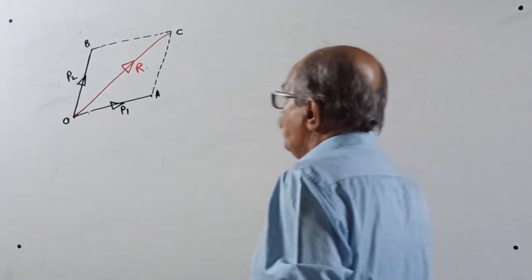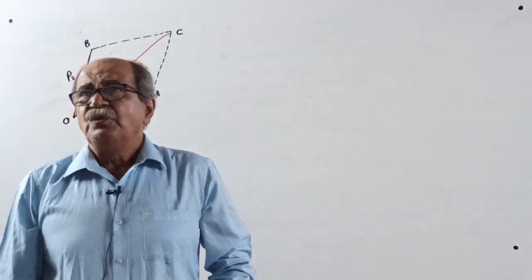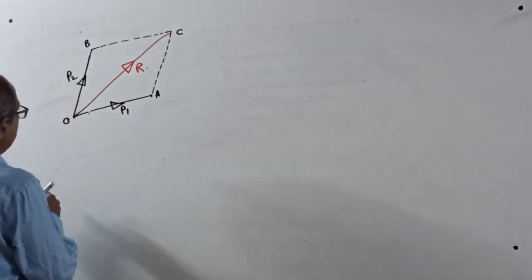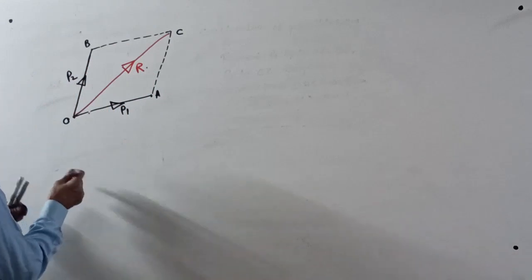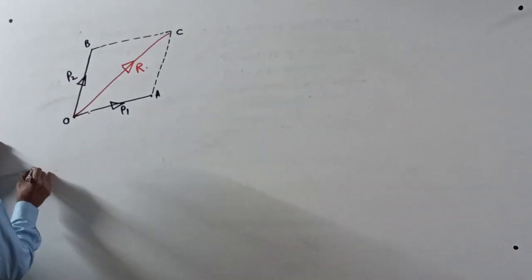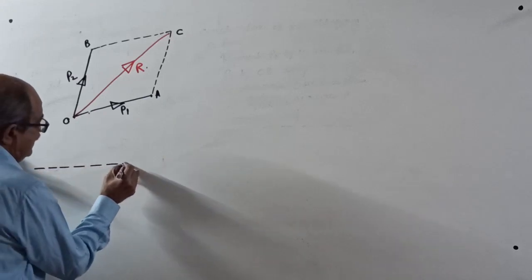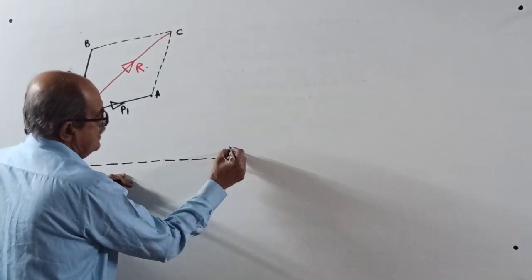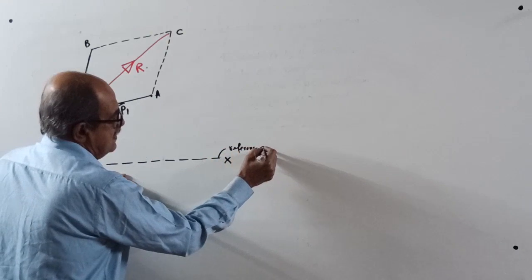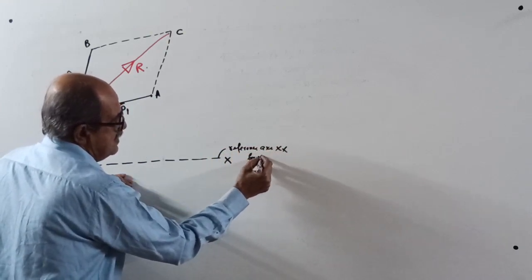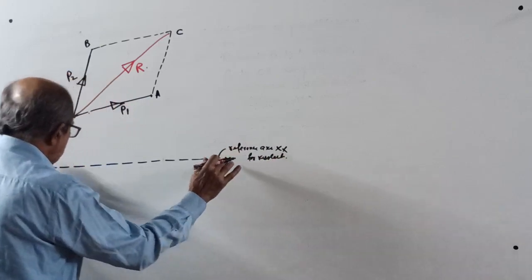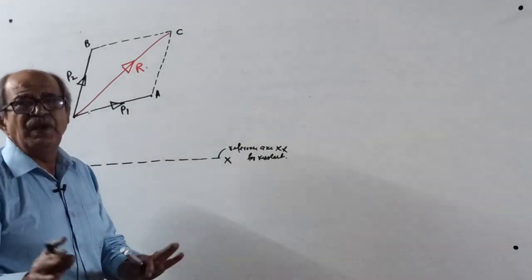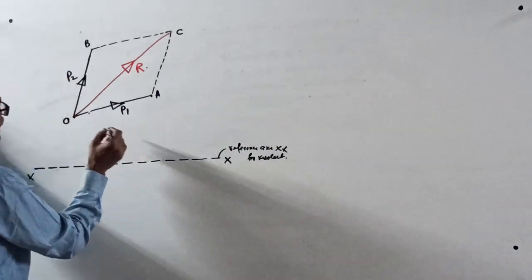Now see what to do. As I told you earlier, this is for the resolved component. So just imagine an axis xx, anything. It can be anywhere, it can be this way also, but usually you take the xx axis here. Consider reference axis xx for resolution. We will prove with respect to xx. If you prove with respect to xx, it is proved with respect to yy also. Only one is sufficient.